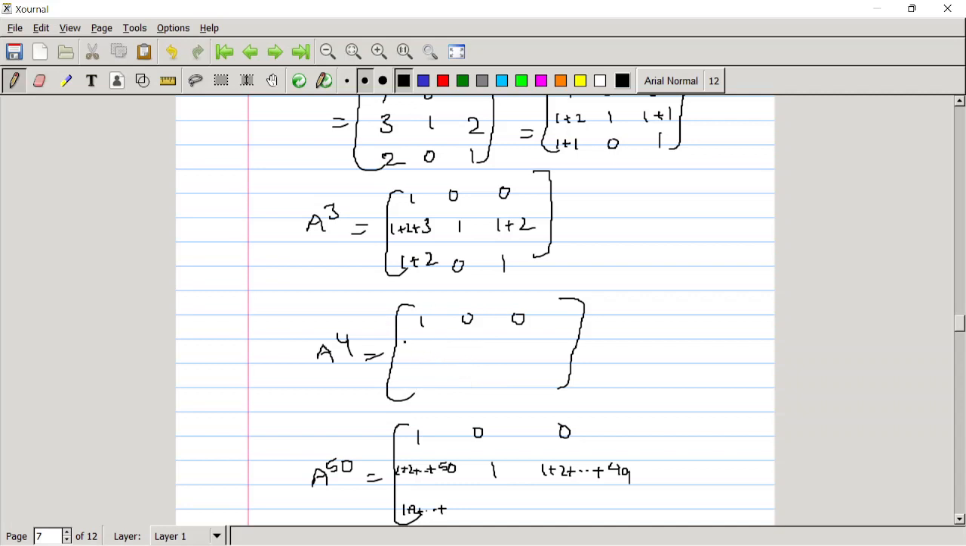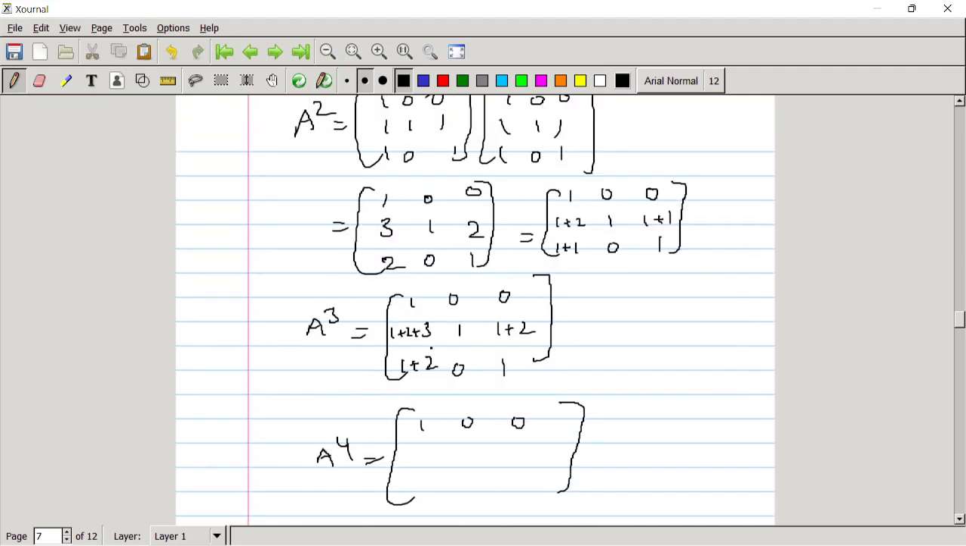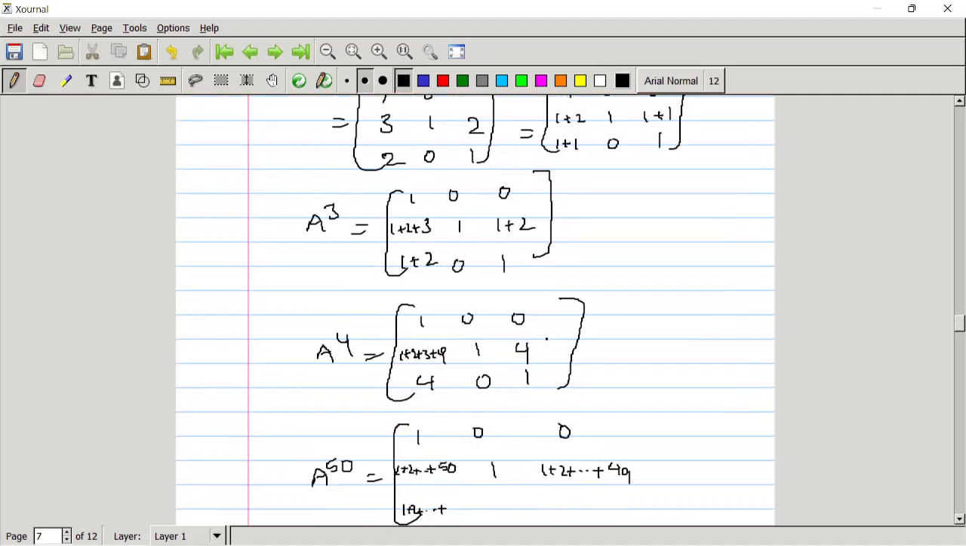So the first row is 1 0 0. The second row, we'll get A into A cube. What will we get? Here we'll get 1 plus 2 plus 3 plus 4, 1. Here we'll get 4 only. Here again 4, 0, 1. You just check, just multiplying A with A cube.